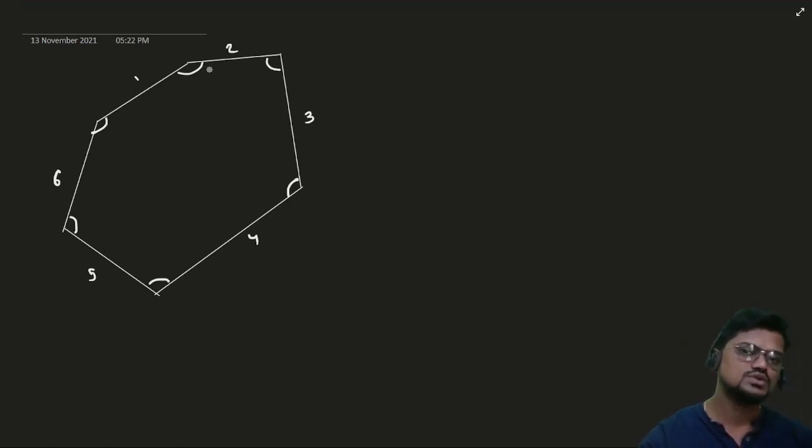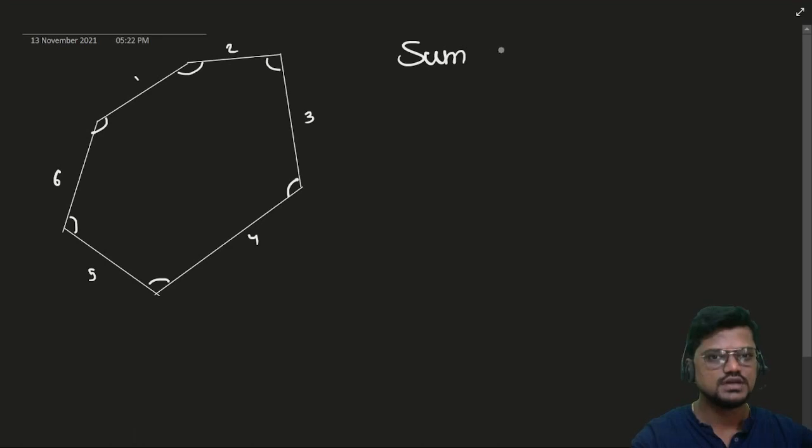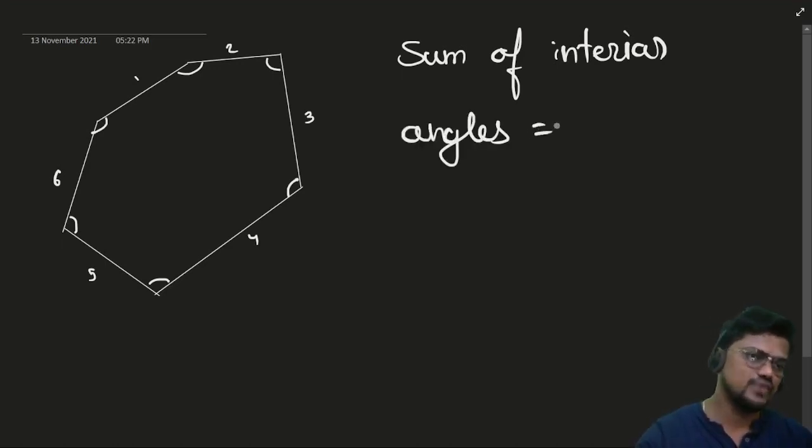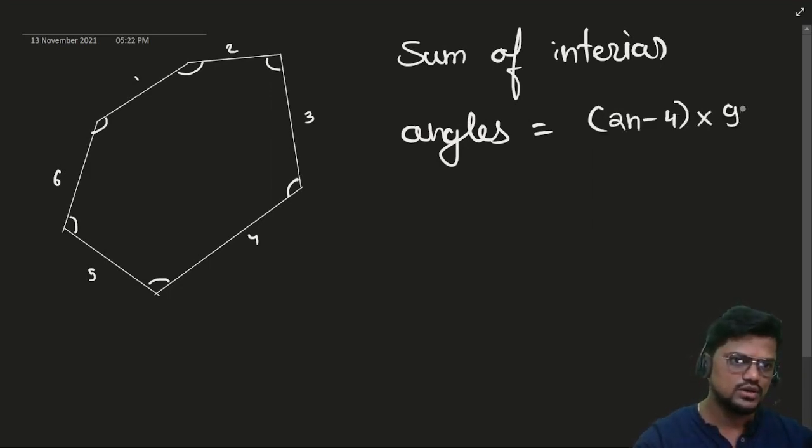you can use a simple formula for that. If you want to know the sum of interior angles, there is a formula for this. You can note it down: (2n minus 4) into 90 degrees. Over here you have 6 sides. If you put the value of n as 6, you will get the sum of all the interior angles.